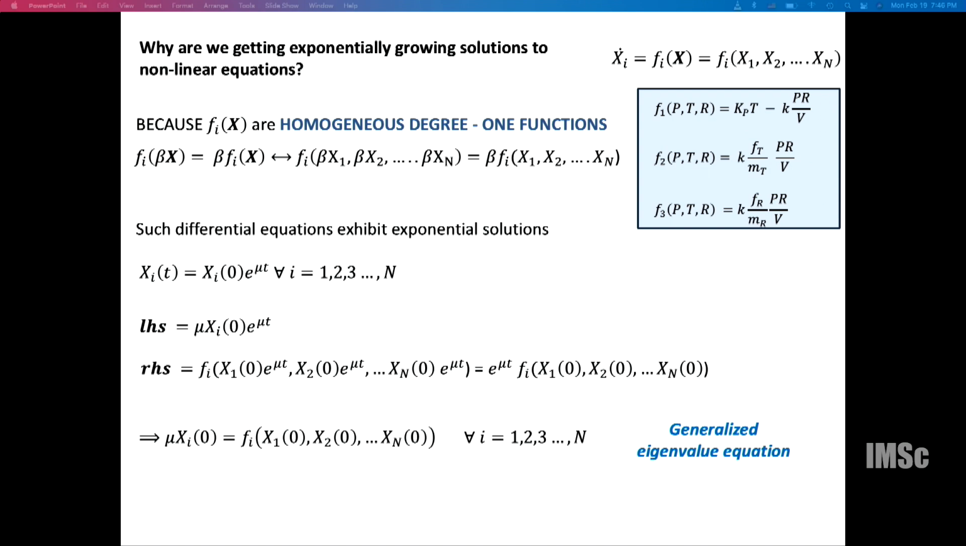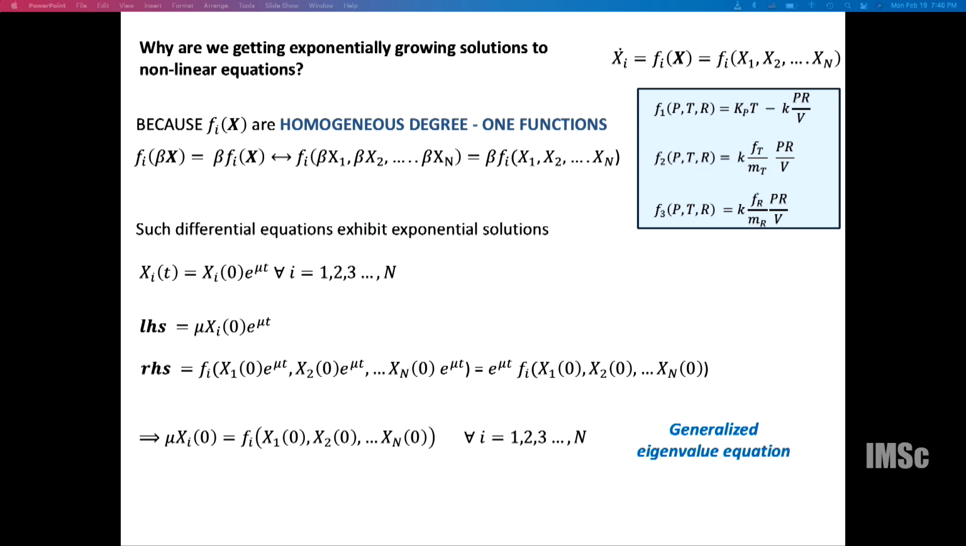Of course, this term was linear anyway, so it scales as beta, but these other terms were nonlinear. All these terms were nonlinear, but the nonlinearity appears in precisely such a way that when you rescale all the quantities by a certain factor, the entire term scales by the same factor. And this is the mathematical reason for an exponential solution.